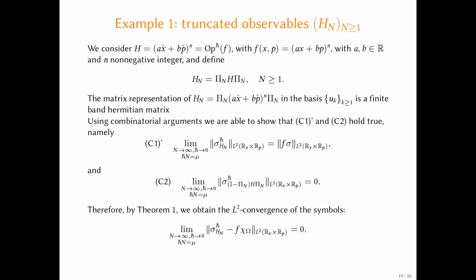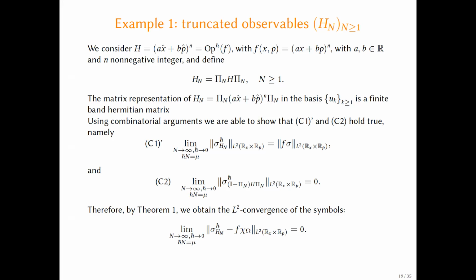So for instance, when a is equal to 0, b equal to 1 and n is equal to 1, we end up with the momentum. That is exactly the model considered by Raymond and collaborators in cavity electrodynamics. And so we can consider this truncated Hamiltonian, this Dirac Hamiltonian. Everything can be computed because it's a harmonic oscillator, position, momentum, everything is very explicit.